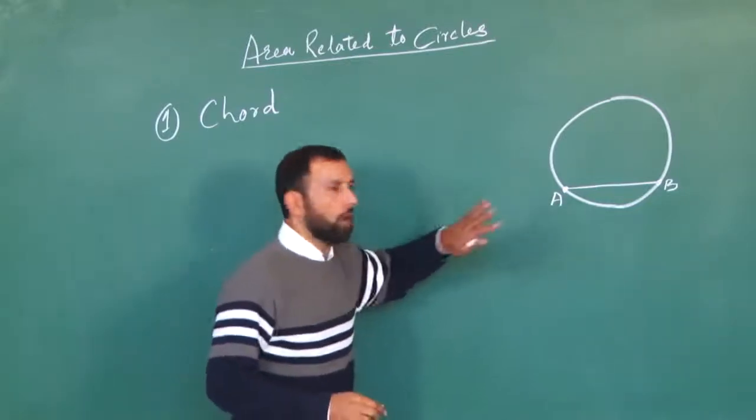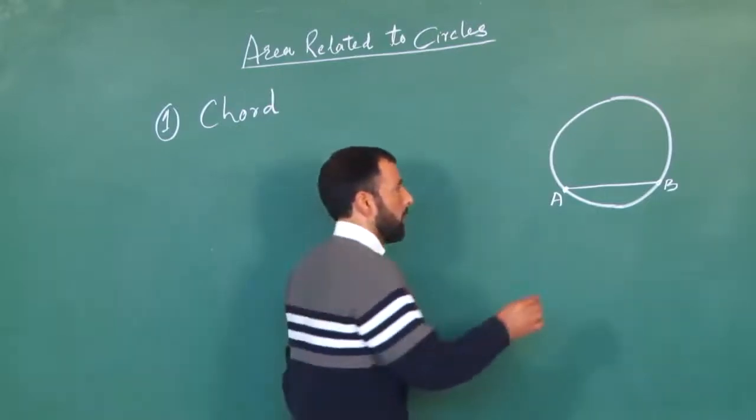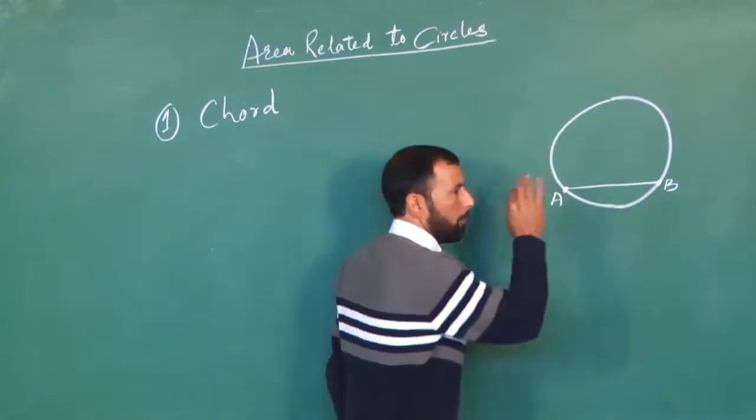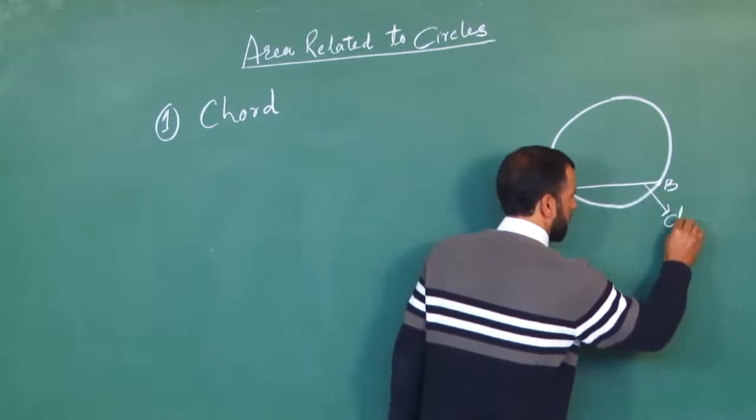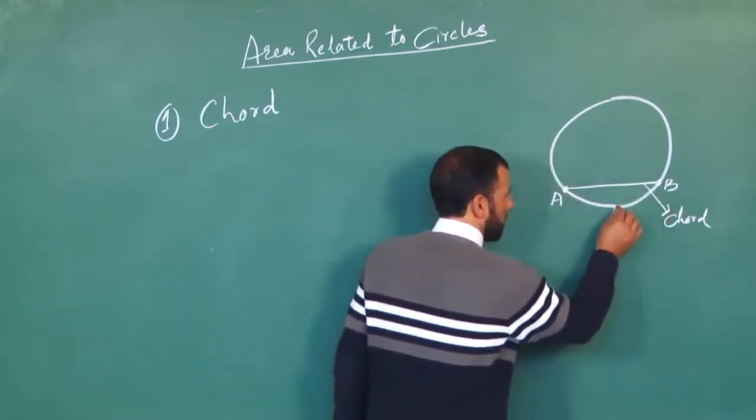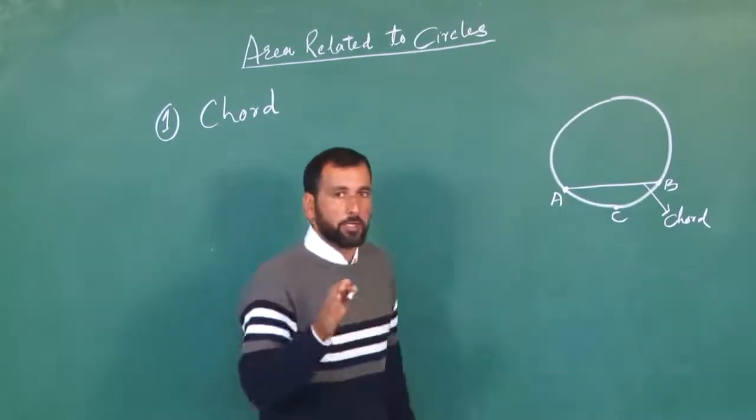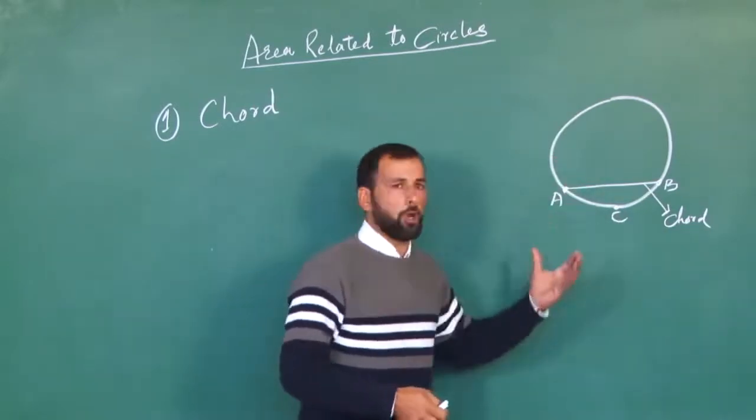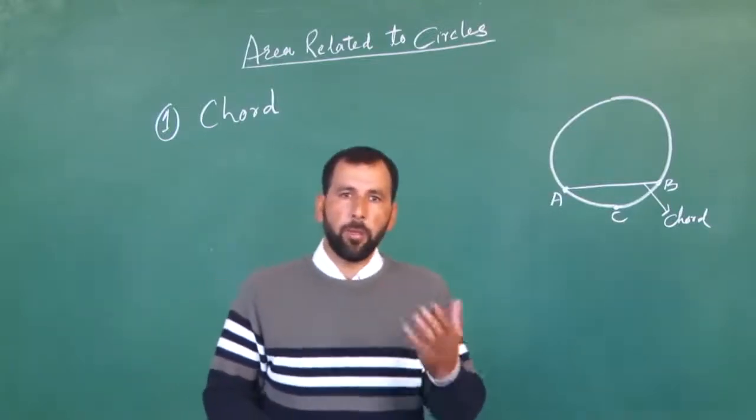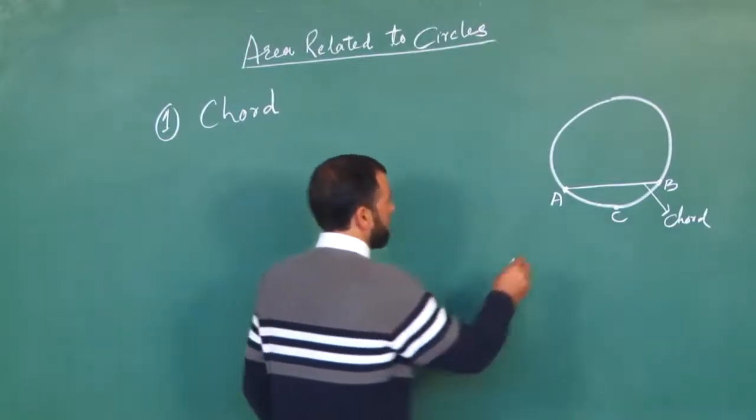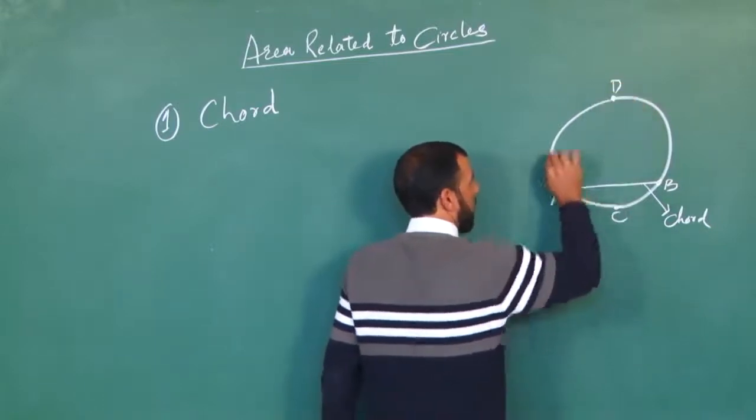And further this chord divides a circle into two arcs. One is the minor arc and the other is the major arc. Let this one be a chord, and we take another point here, that is C. This chord further divides the circle into two unequal arcs. One arc is said to be the minor arc and the other is said to be the major arc. Here the minor arc is this ACB and the major arc is this ADB.